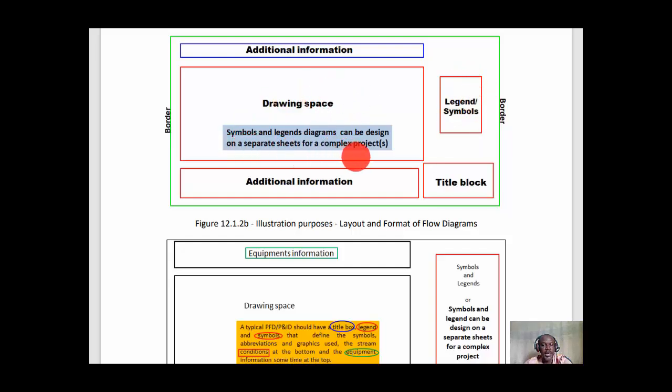Symbols and legend diagram can be designed on a separate sheet for a complex project. Where the space is not enough for you to include the legend or symbols, it can be drawn in another sheet. Then we can have additional information here.